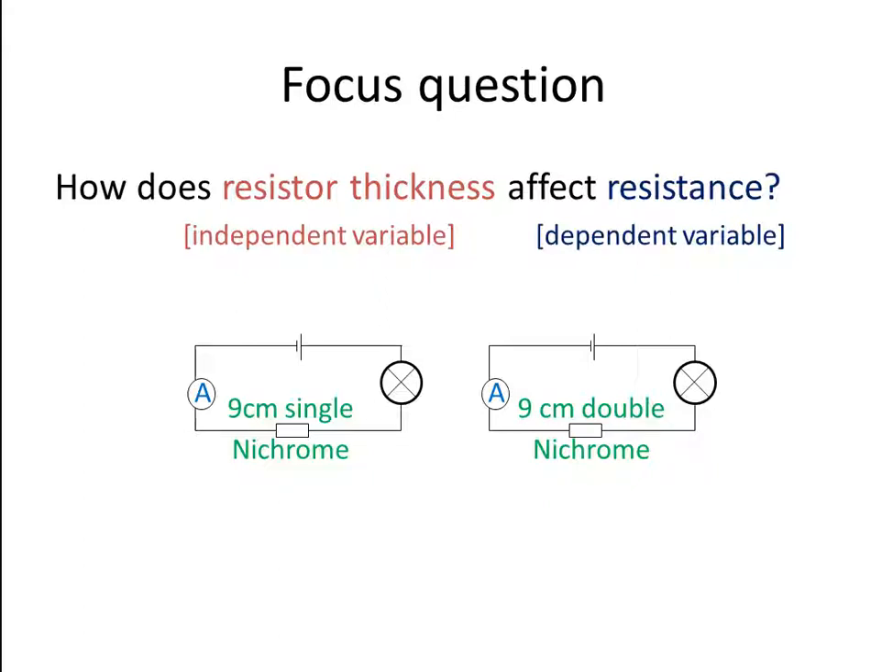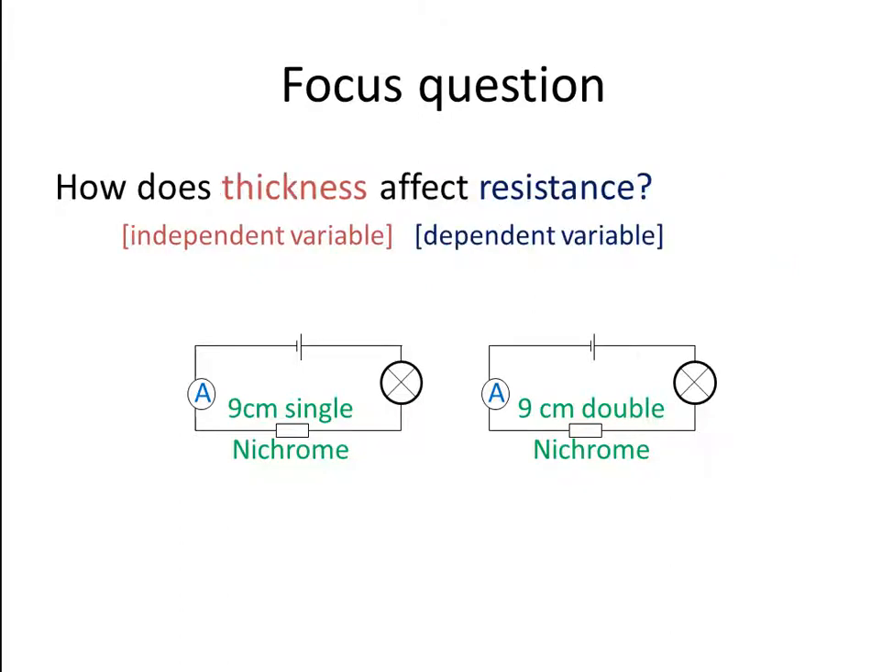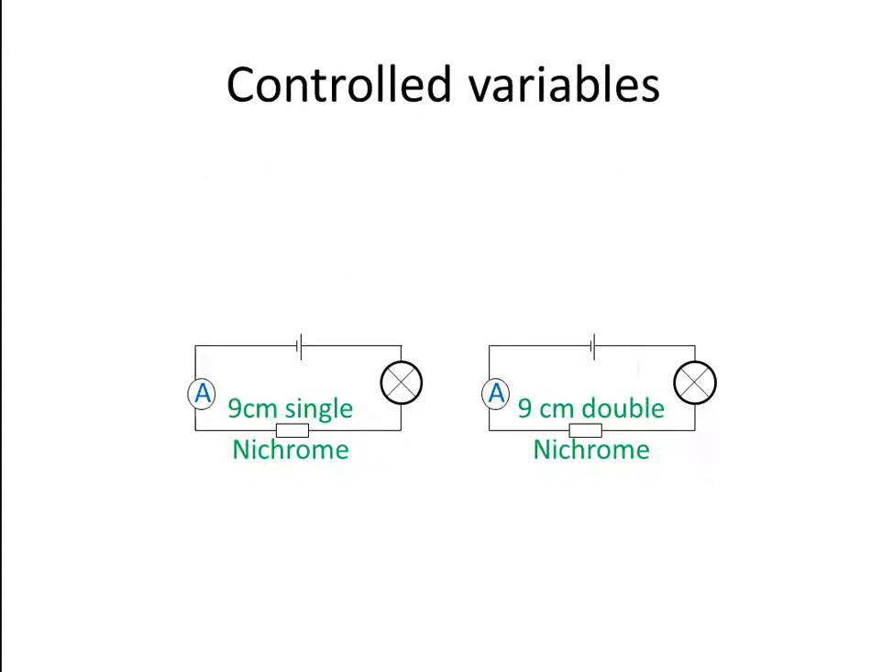We could simplify that to how does thickness affect resistance by implying that we mean resistor thickness rather than saying it directly. What must be the same between these two circuits to make this a fair test? What are our controlled variables? Pause the movie while you write a list of things which must be the same between these two circuits to make it a fair test when we are asking the question, how does thickness affect resistance?